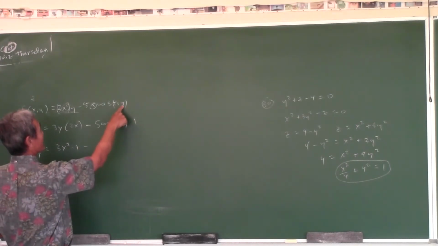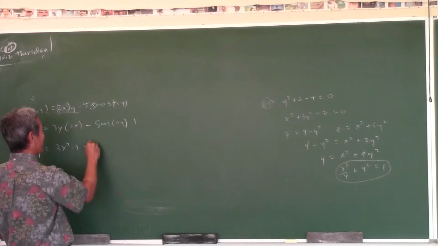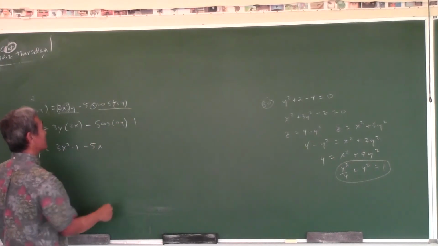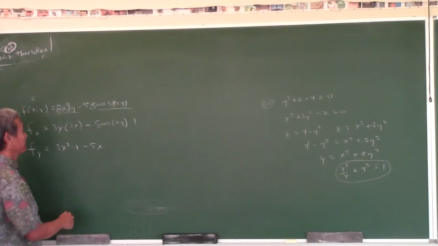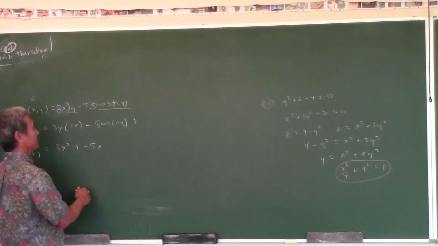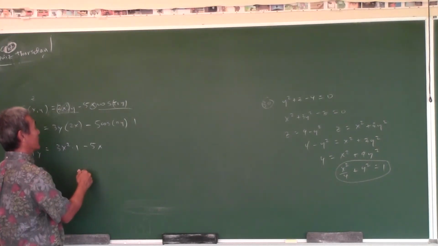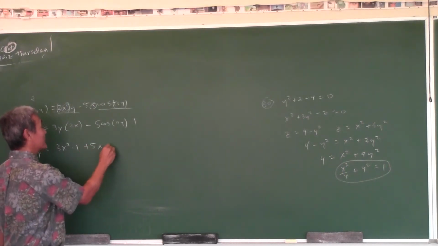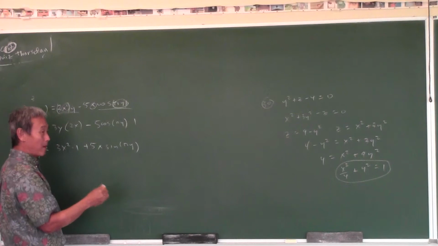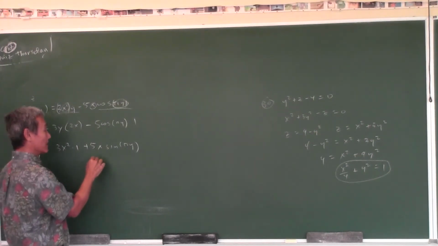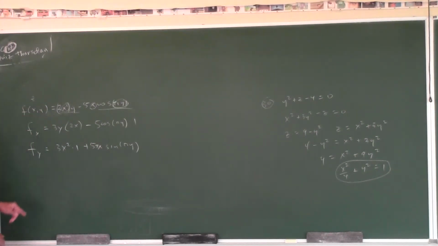And then, this is your variable now. Negative 5x is a constant. What's the derivative of cosine pi y with respect to y? It's negative sine pi y times the derivative of pi y, which is pi. Boom. So that would be the partial derivative of f with respect to y.